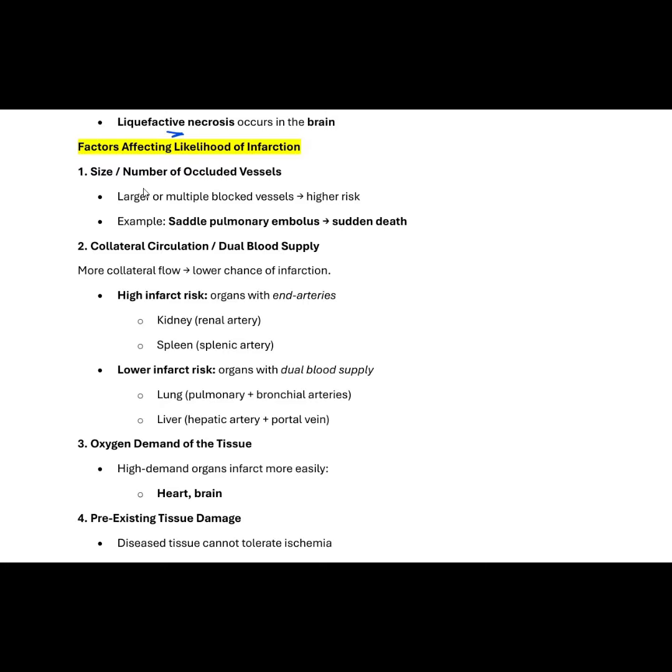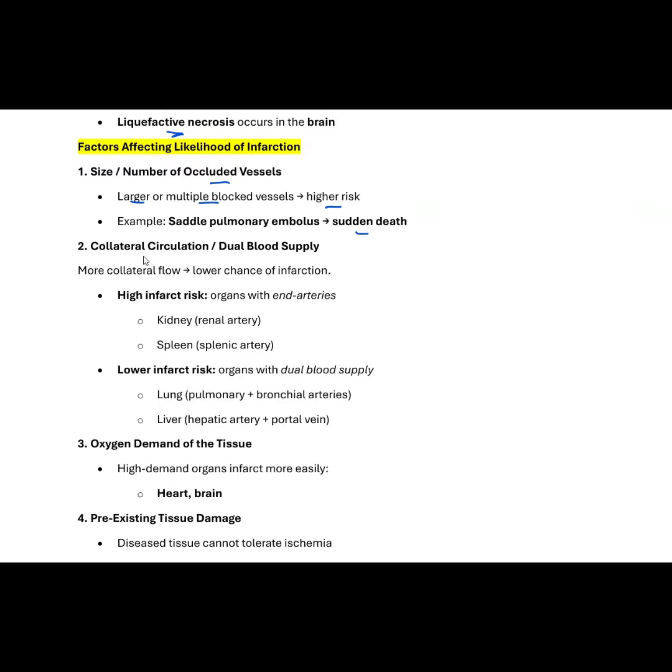So one is the size and the number of occluded vessels. If you have a very large vessel or multiple vessels that have been blocked, then that increases the risk of ischemia leading to infarction. A classic example is sudden pulmonary embolus, whereby somebody had a big pulmonary embolism, which could lead to sudden death, right? Because with a big pulmonary embolism, that will suddenly increase the right-sided afterload, and that will make the cardiac output equal to 0, and that patient could die.